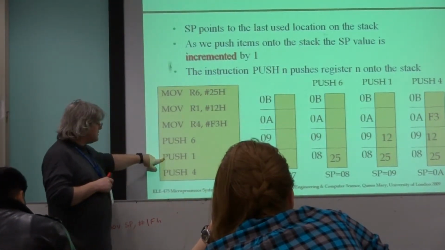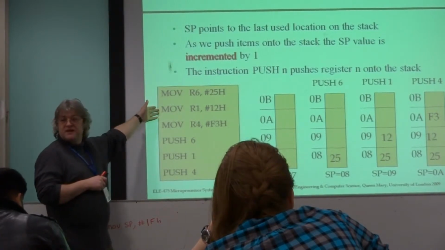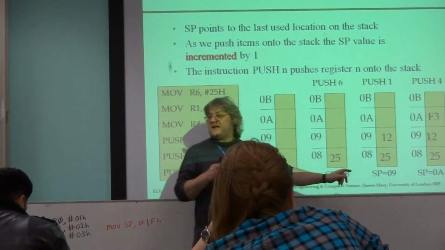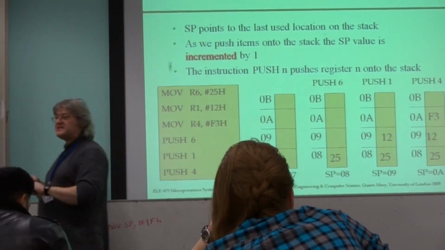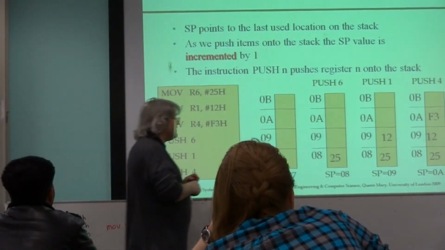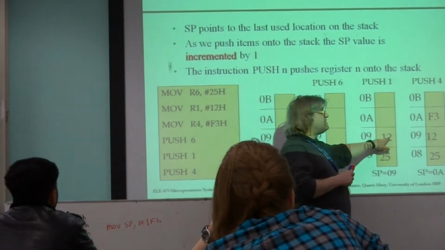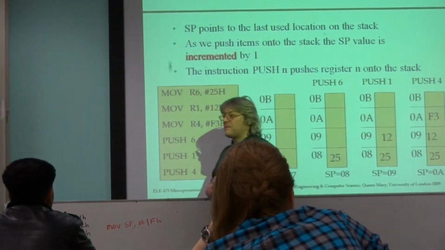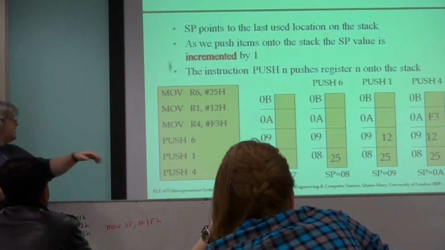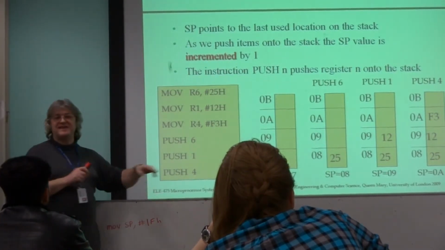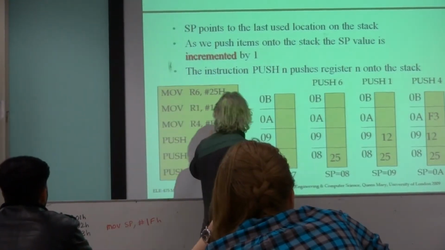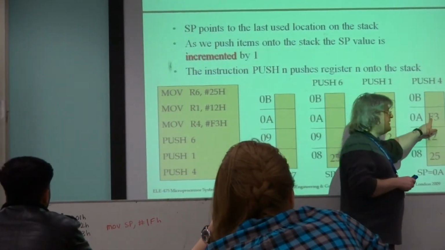The second push says whatever's in R1, push that onto the stack. The stack pointer currently has the value 8, but a push operation means add 1 to the stack pointer, then store. 8 plus 1 becomes 9, so the 12 will be written to location 9. And the stack pointer will still have the value 9 at the end of that. Push R4 causes us to increment the stack pointer again, which makes it 0A, and we will store this value at 0A.